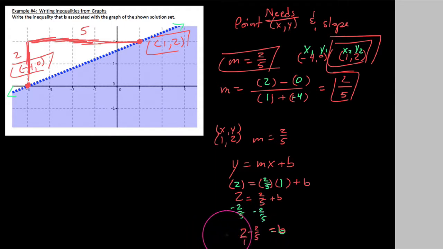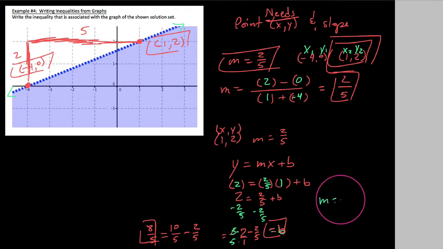Or 2 wholes minus 2/5. Or if we were to take both the top and bottom of this times 5, okay? We would instead have this 10/5 minus 2/5, which is actually 8/5. So we have now solved for b. That is, we have m is 2/5 and b is 8/5.